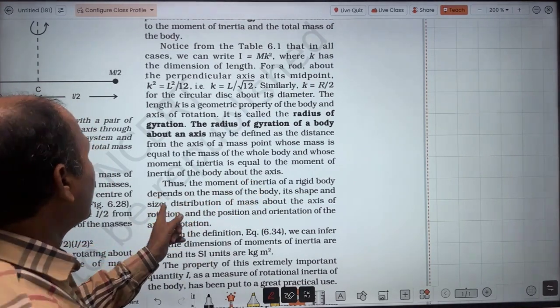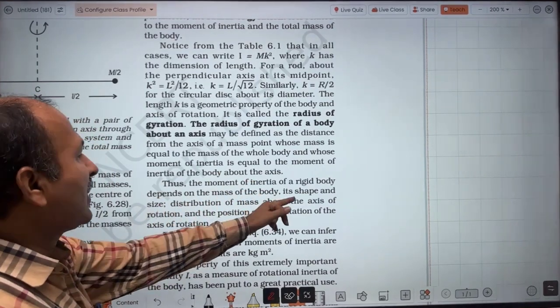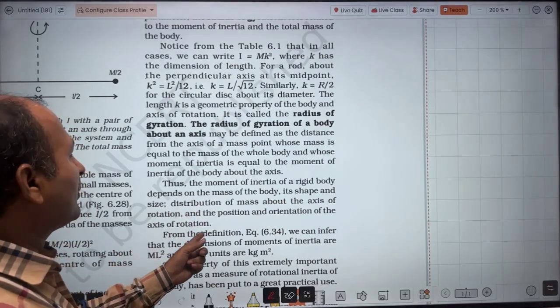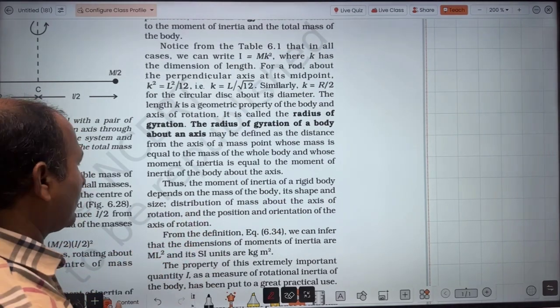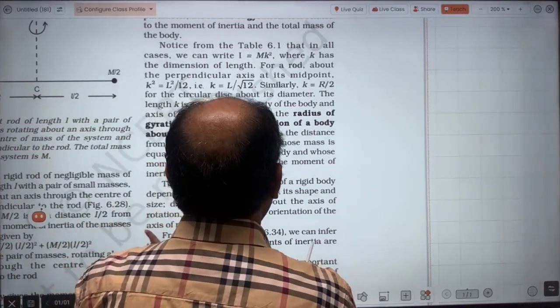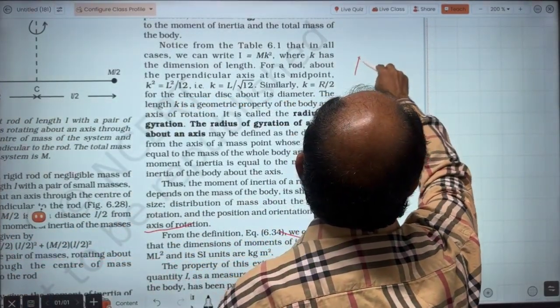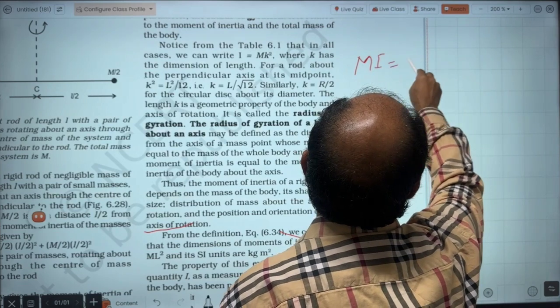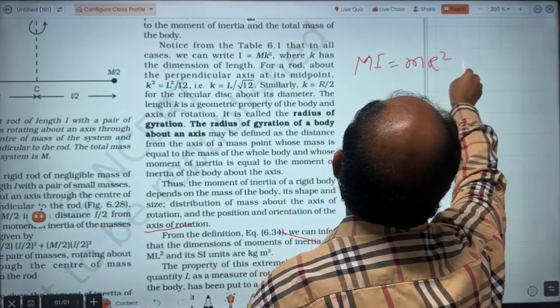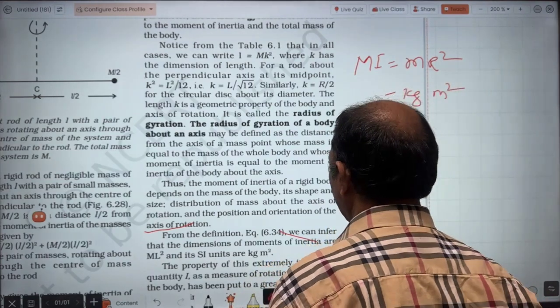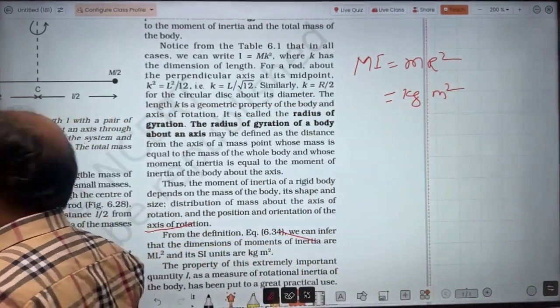Thus, the moment of inertia of a rigid body depends on the mass of the body, its shape and size, distribution of mass about the axis of rotation, and the position and orientation of the axis of rotation. If you consider the unit of moment of inertia, as you know, moment of inertia is M r square, right? So here this will be kg and this is meter square. So the unit will be like this.